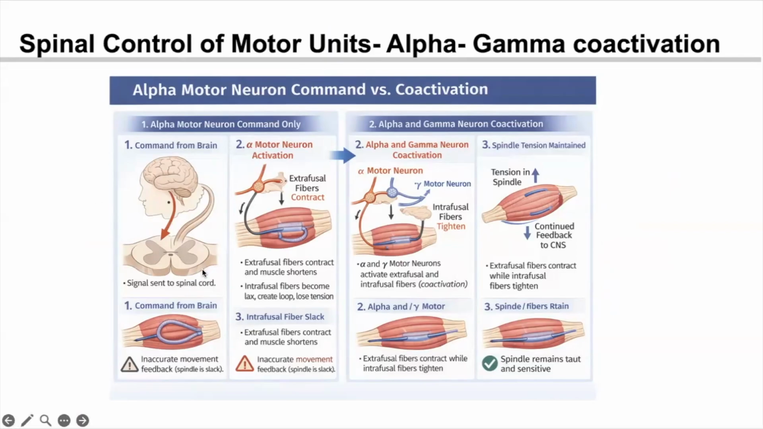So you can look in here, you can see the command is coming from the spinal cord or the brain into the extrafusal membrane. Whenever there is alpha motor neuron activation of the extrafusal membrane, there is a slack formation, but the gamma motor neuron comes into the picture, into the intrafusal membrane, and tightens it. As such, tension is formed in the muscle fibers. Contraction takes place, and continued feedback to the CNS happens.